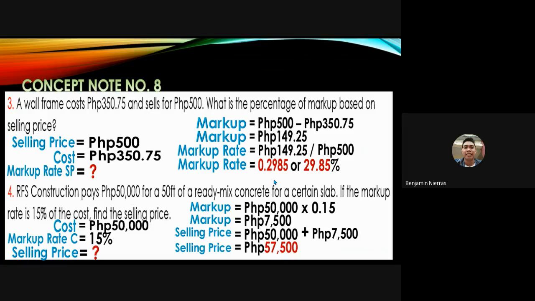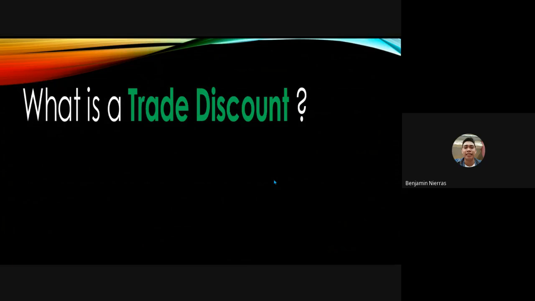So in line with these problems, what is somewhat what we call discount, no? Discount, sale, or off, no? 15% off. We call this a trade discount, no? Kadalasan ito yung ginagamit sa mga bentahan, sa merchandising. So as a strategy of the seller and also an opportunity to the customer, no?